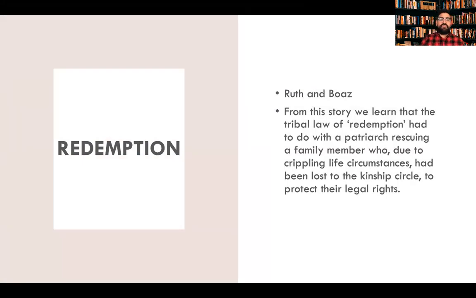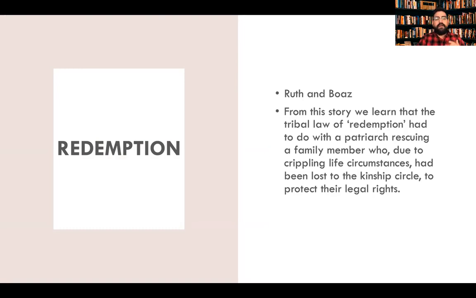That you see with Ruth and Boaz, Ruth, who suffers the loss of her husband, and there is no descendant once Ruth's father-in-law has passed away. And what happens is that it leaves Ruth and her family, and Naomi as well, in a very vulnerable position.